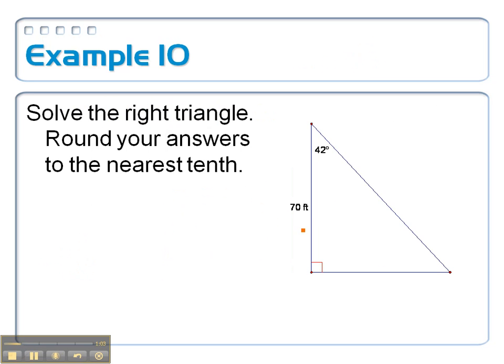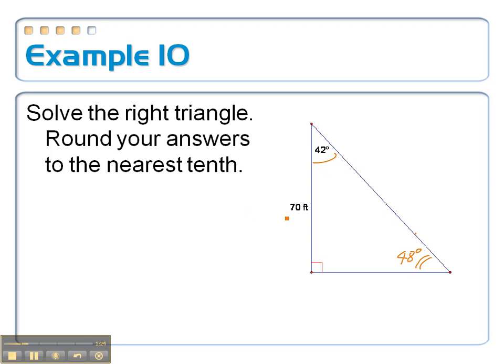So let's try it on 10. I've got one angle, which is 42 degrees. I got one side, 70 feet, and I want to solve this right triangle. So first, let's find this other angle measurement, the other acute angle. Just subtract the 42 from 90. That's 48 degrees. So all the angles are found, it's done.